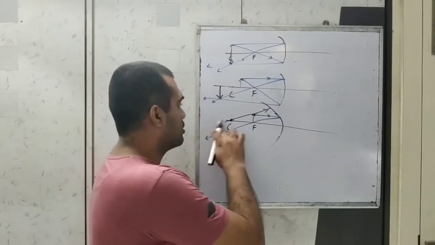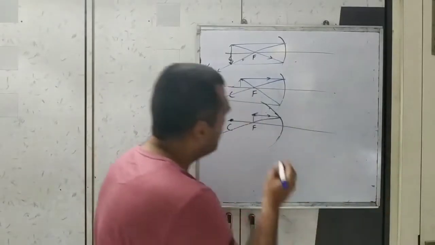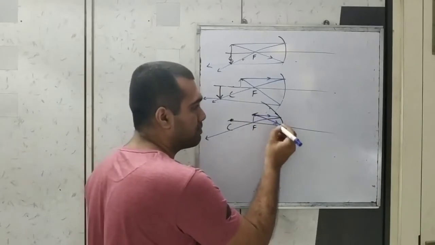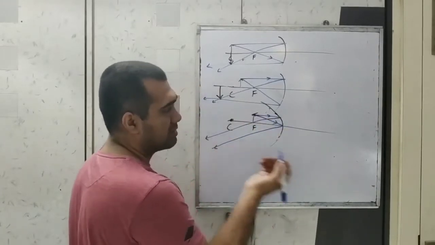Another way you can draw the second ray is, if you don't want to use C, you can make this incident at P, pole, and just draw a ray which appears to be parallel to this line. So even that is fine.